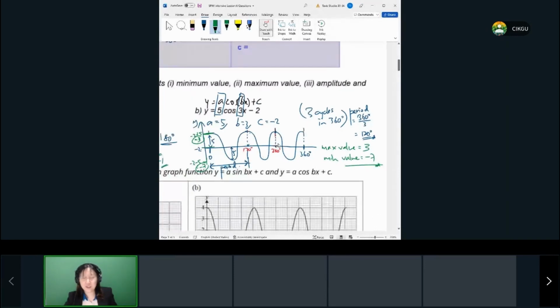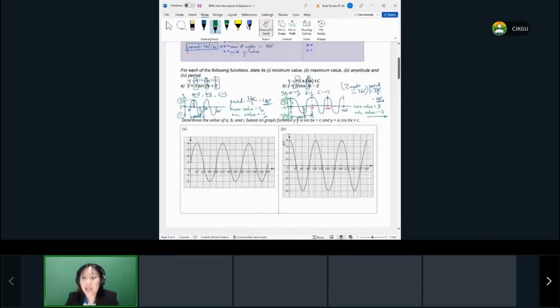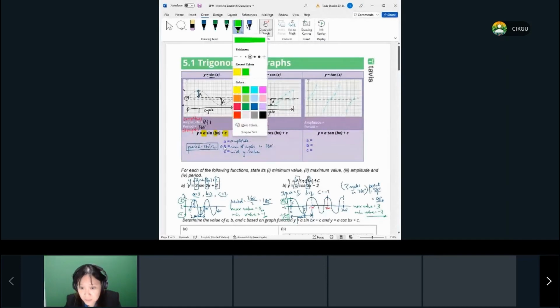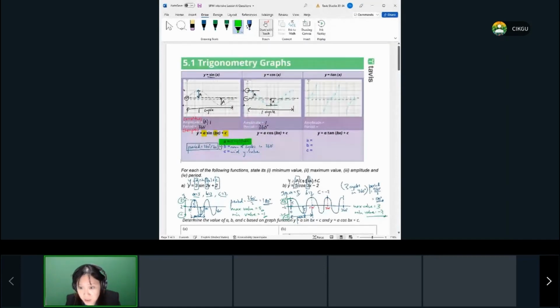Okay, so that's why I say actually the graph is not hard. The only thing, this one is the most important one. Let me highlight this for you guys. The A, B, and C. You need to know what it means. And then, of course, you need to know the basic shape of sine and cosine graph.